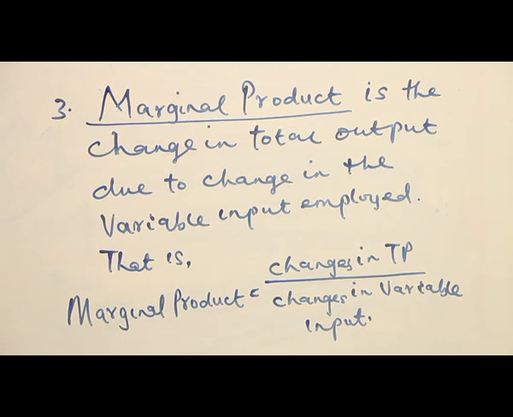So if there's an increase in capital, which is a variable input, the firm wants to know if there's an increase in output, or if there's an increase in labor, the firm wants to know if there's an increase in their output. So that's what marginal product implies.